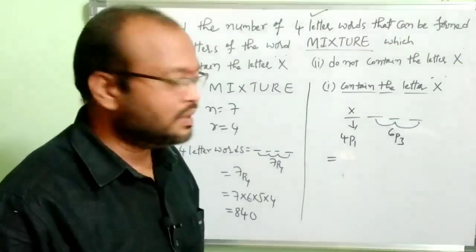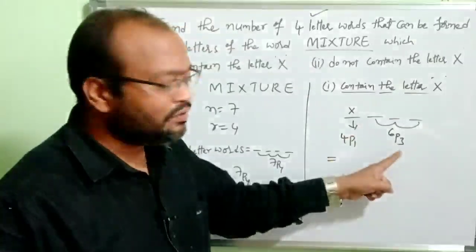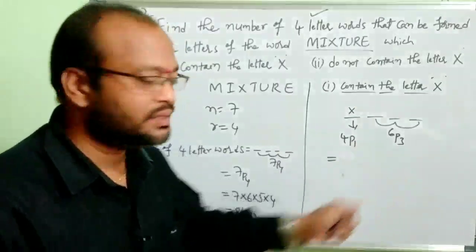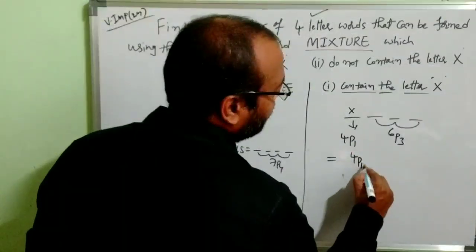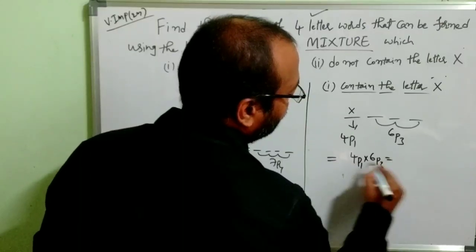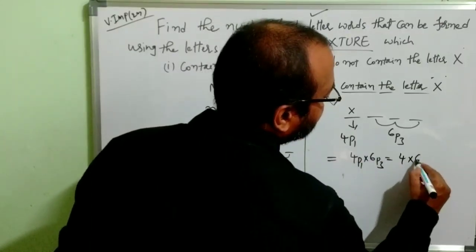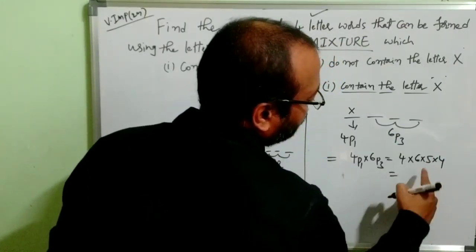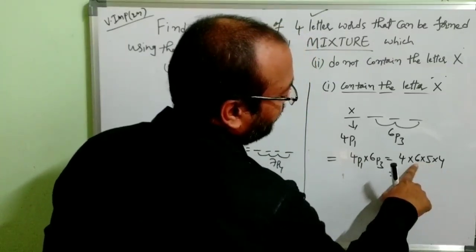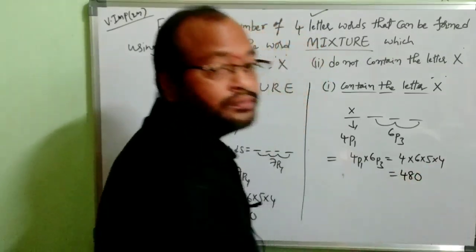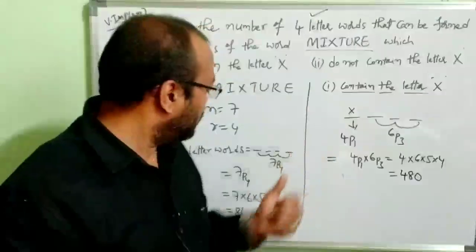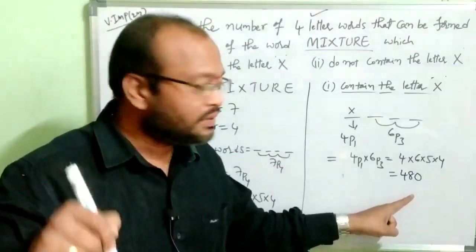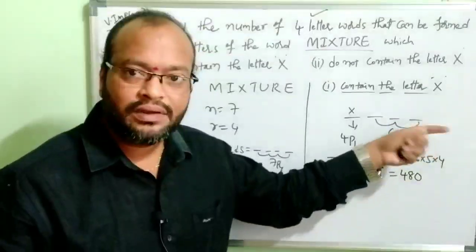By the fundamental principle, the first work can be performed in M ways, the second work can be performed in N ways, and two works simultaneously can be performed in M into N ways. So our answer will be 4P1 into 6P3. 4P1 is 4. 6P3 means 6 into 5 into 4, up to 3 terms: 1, 2, 3. So 5 4s are 20, 120, 480. Out of 840, 480 words contain the letter X. Is it clear now, sir?